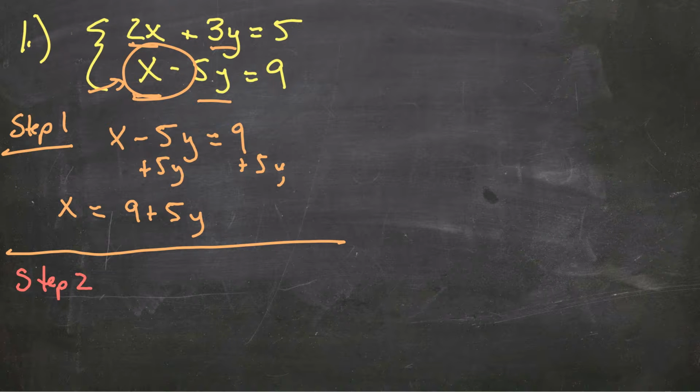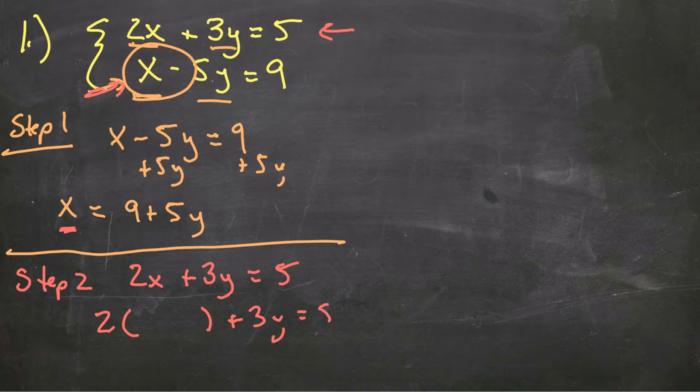Since I used the bottom equation in step 1, I have to use the top equation. So I write 2x plus 3y equals 5. I circled x. I got x by itself. So that means I'm going to write an empty space for x. 2, blank space, plus 3y equals 5. I'm going to take 9 plus 5y. I'm going to plug it in for x. That's the end of the substitution step.